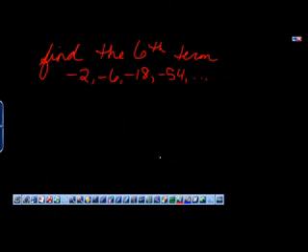The sequence is -2, -6, -18, and -54. We have 4 terms. The directions ask us to find the sixth term. First thing we need to do is find our common difference. What must we multiply or divide -2 by to get -6? We know that 2 times 3 is 6, so we can multiply by 3. Negative times the positive keeps our negative. -2 times +3 is -6.